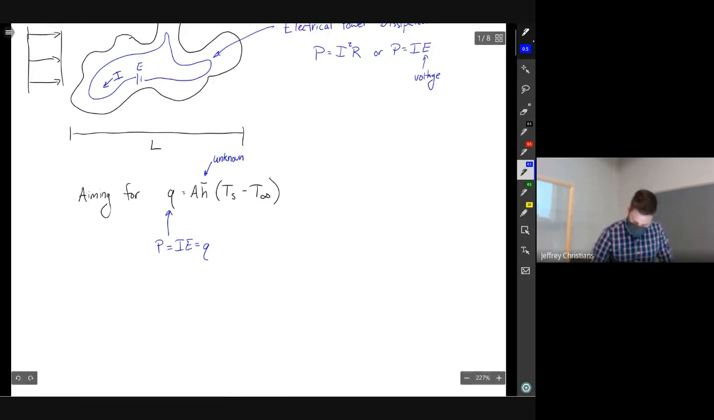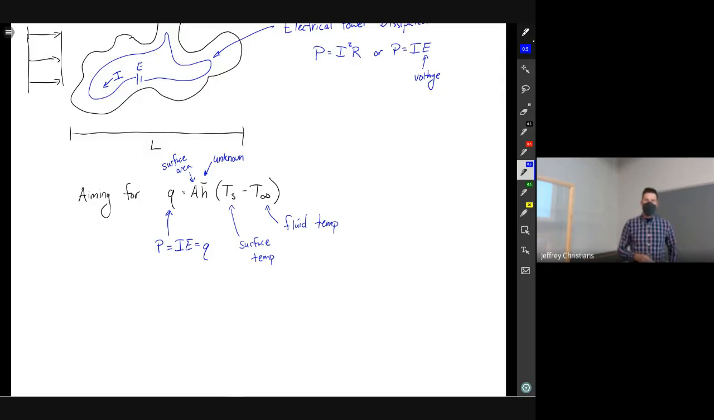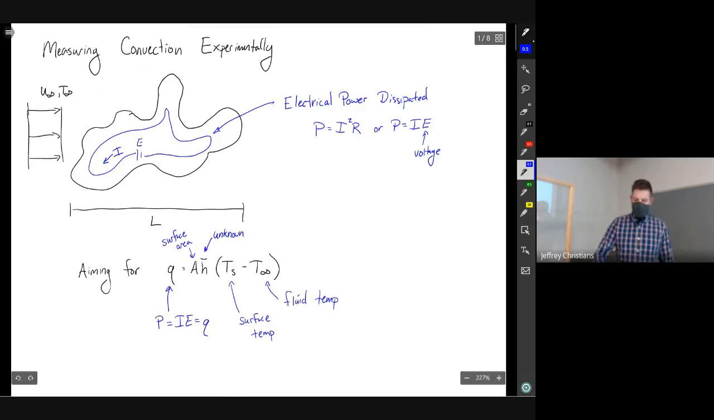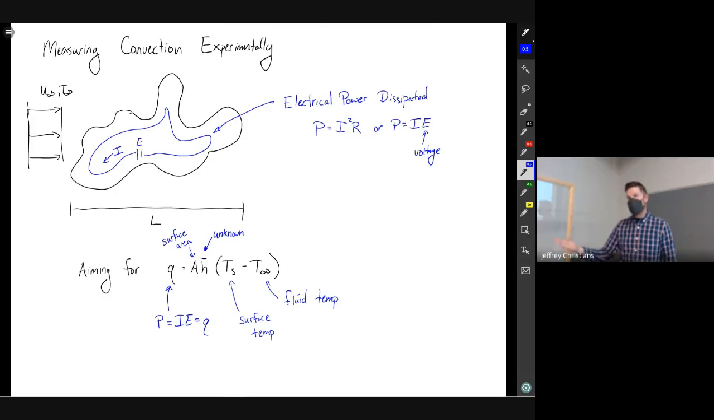This is the fluid temp, surface area, and this is just the surface temperature of your object. So if you use an electrical heater, it's really easy to directly measure heat, which means it's really easy to back out an equation like this to find what the convection coefficient is.